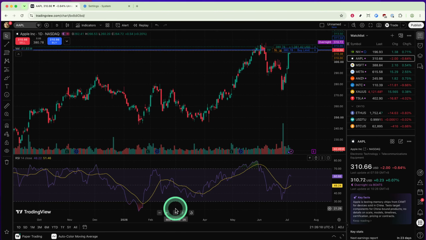And there you have it. By following these steps, you can effectively use the RSI tool in TradingView to spot overbought or oversold conditions and even identify divergence for potential market reversals.